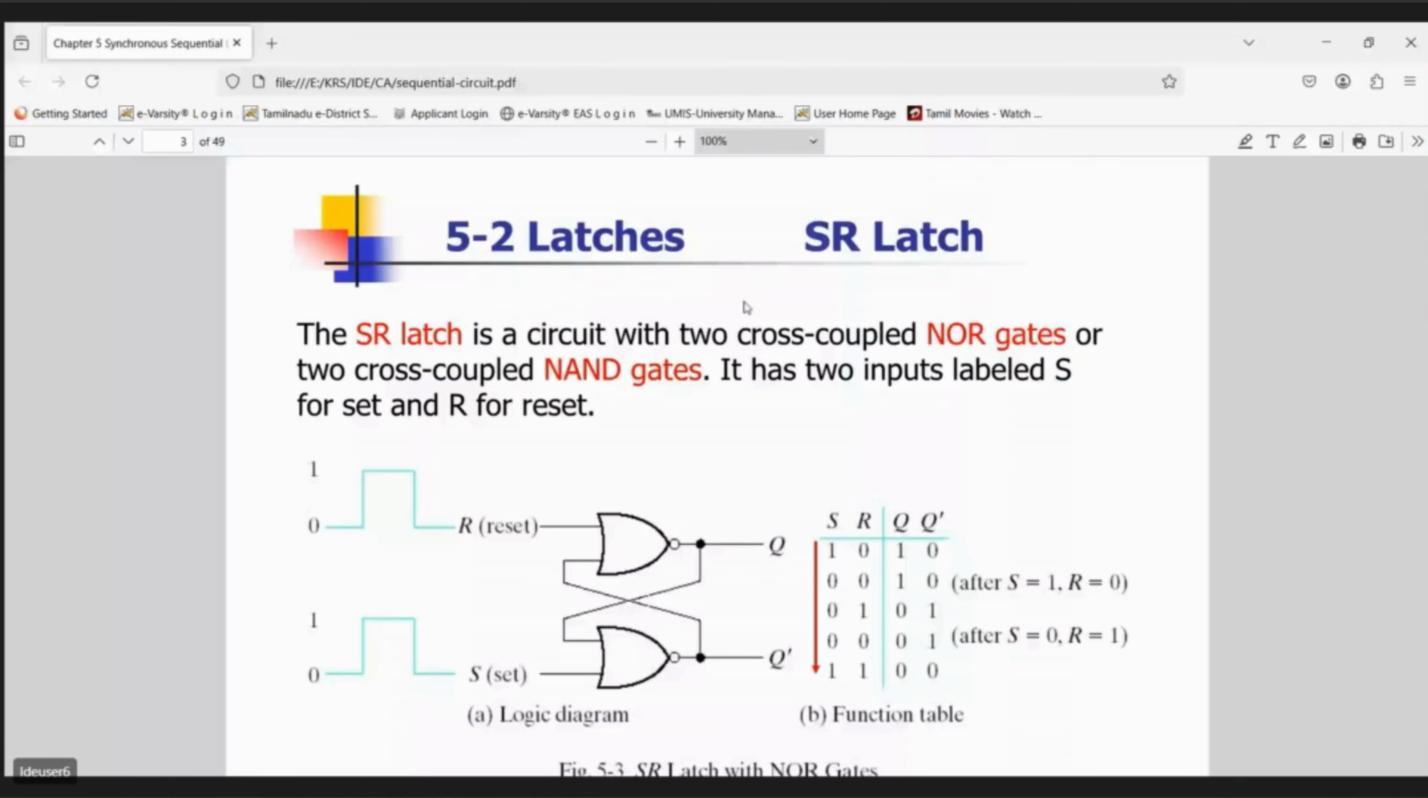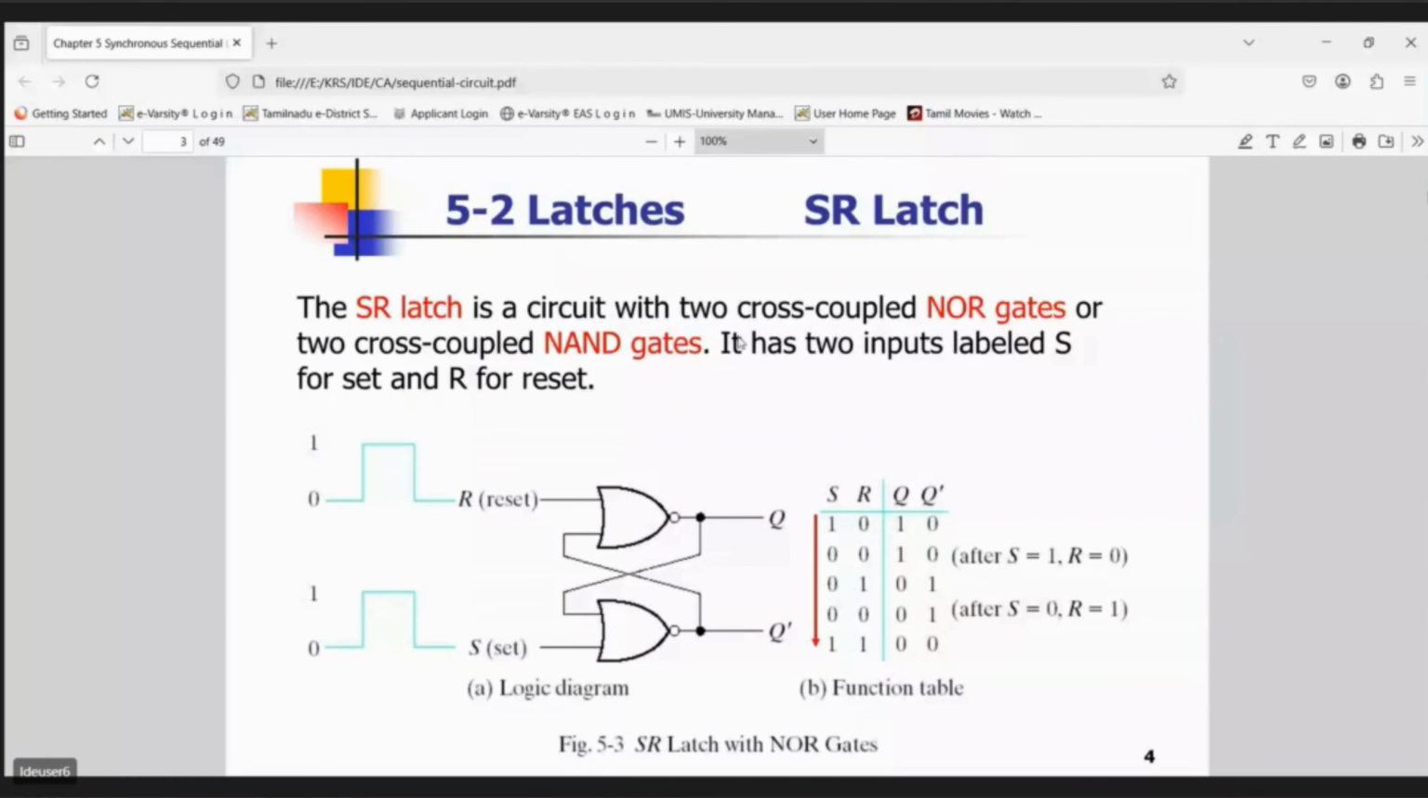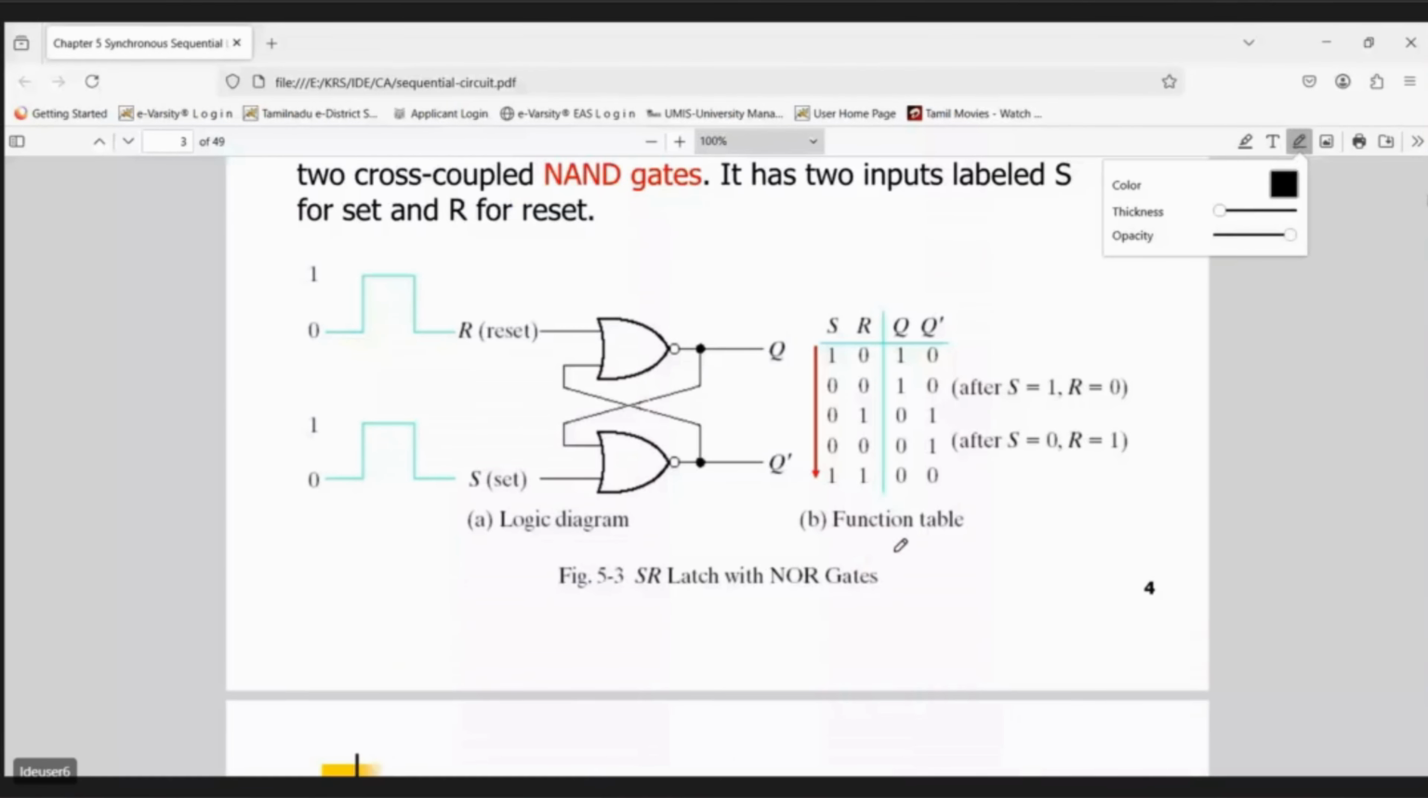So here it's a logic diagram. RS flip-flop with NOR gates. There are set and reset, 2 inputs, and 2 outputs, Q and Q dash.